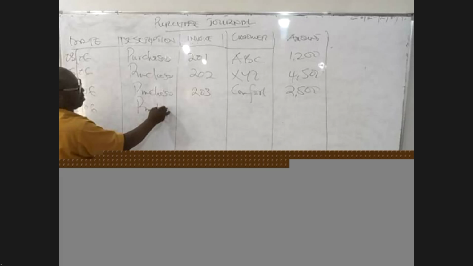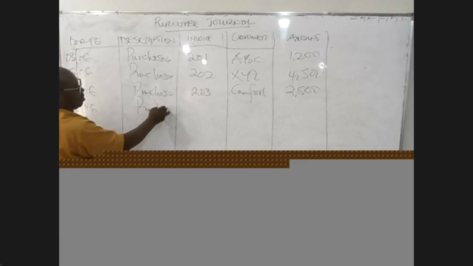So it's the same thing. We open the book that contains the account of all our credit suppliers, those who supply goods to us on credit. So we open the accounts.